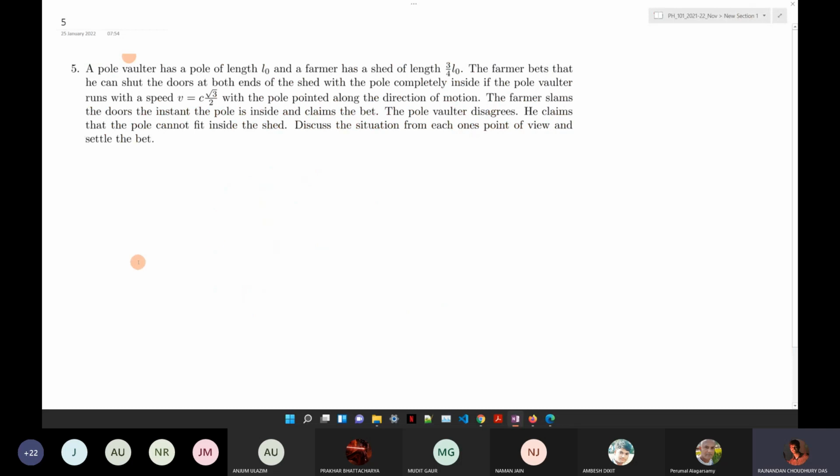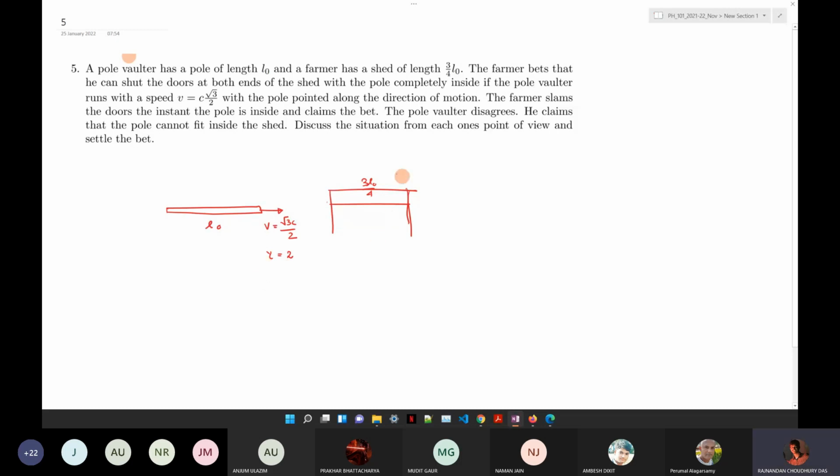Next, question number 5. A pole vaulter has a pole of length L0, and there is a farmer who has a shed of length 3 L0 by 4. Now the farmer bets that he can shut the doors at both ends of the shed with the pole completely inside if the pole vaulter runs at a speed. The pole vaulter speed is given to us as root 3 c by 2. If you convert it to gamma, it will come out to be equal to 2.